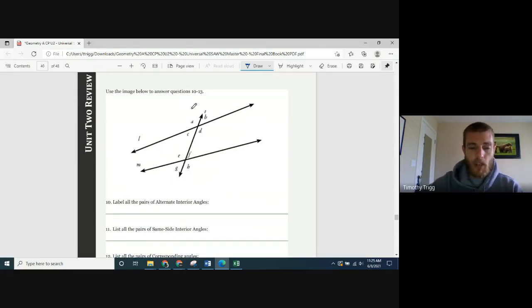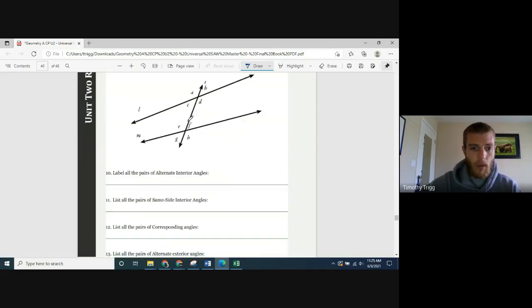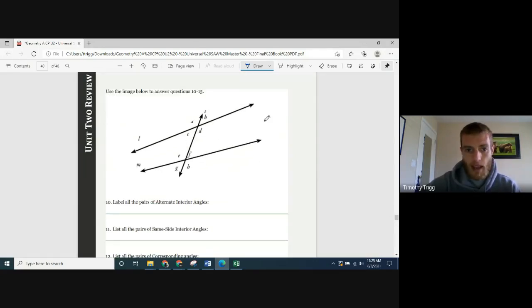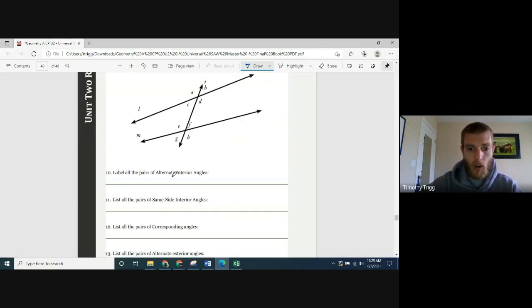In the image below, answer the questions 10 through 13. All right, so we have this picture. We have lines L and M here, and they're cut by transversal T. So label all pairs of alternate interior angles. Okay, so we're looking for alternate interior angles. So since it says interior, we're looking at the interior angles. So that's C, D, E, and F. Those are the interior.